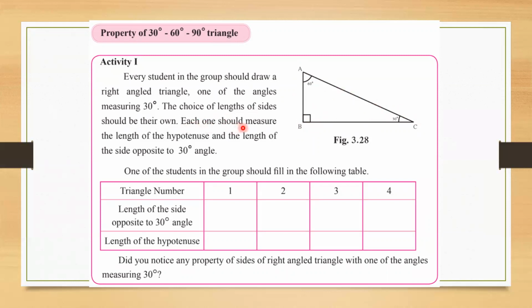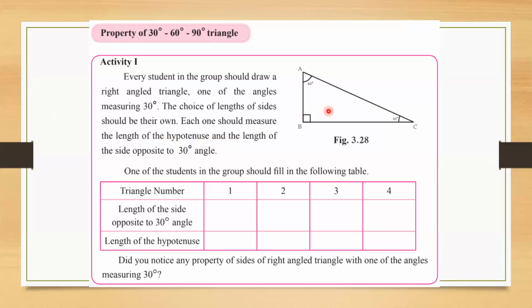Each one should measure the length of the hypotenuse. So hypotenuse means what? The side which is opposite to the 90-degree angle. So if I go in the opposite direction of the 90-degree angle, this side AC that is there becomes the hypotenuse. Each one should measure the length of the hypotenuse.